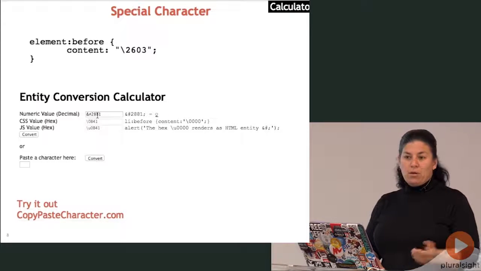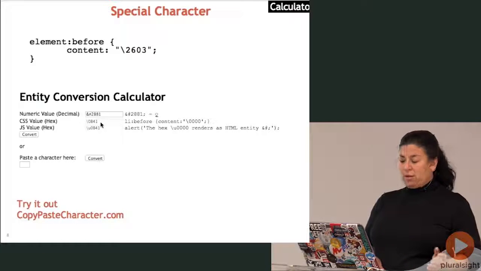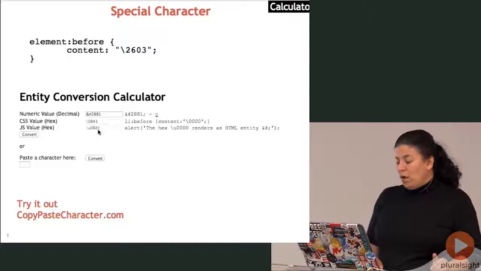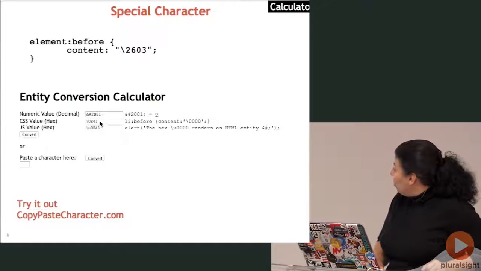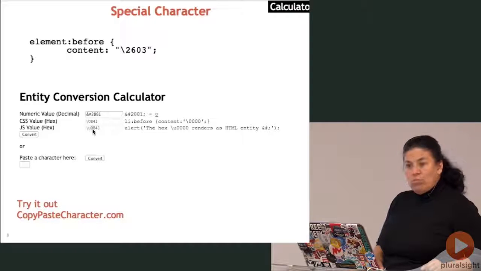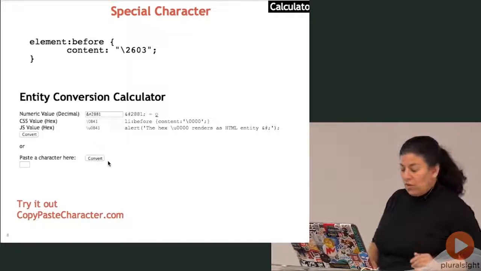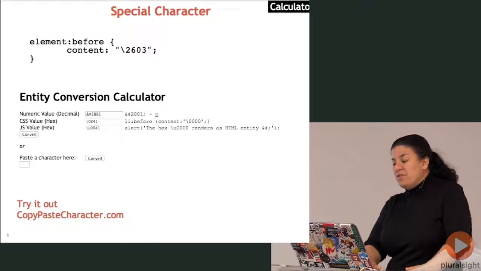So you see here, I just put a hexadecimal value in. It converted it for me. And then the only difference between JavaScript and CSS is in JavaScript you put a U for Unicode. So that way, at least you understand what that means. So those are special characters.